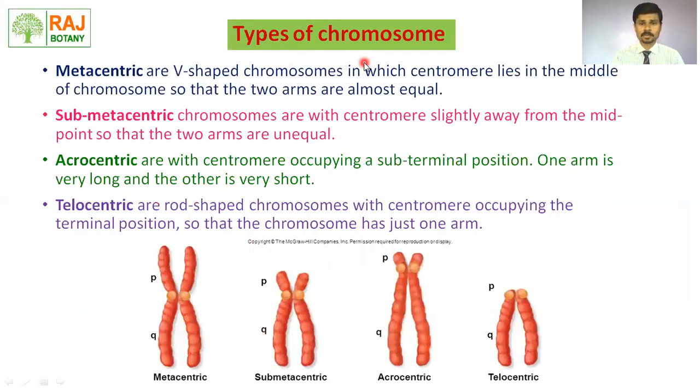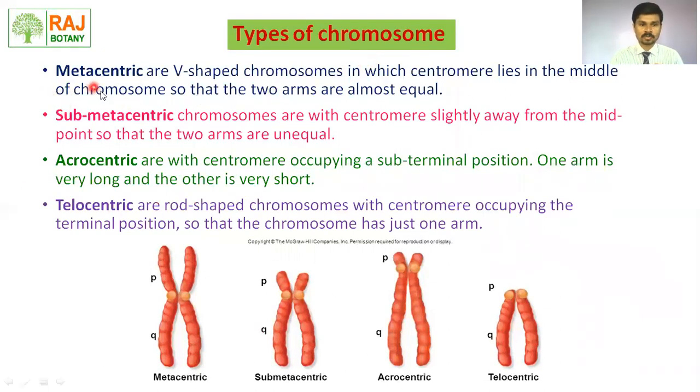Let's see the types of chromosomes. Depending upon the position of the centromere on the chromosomes, there are 4 types of chromosomes.